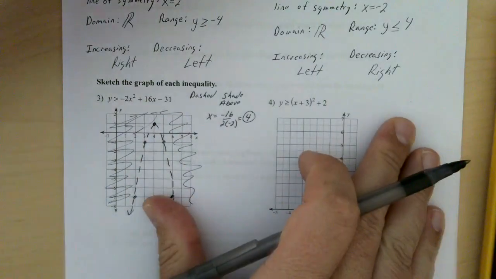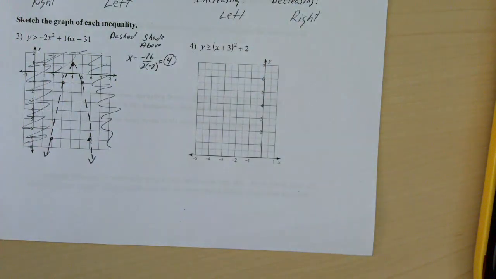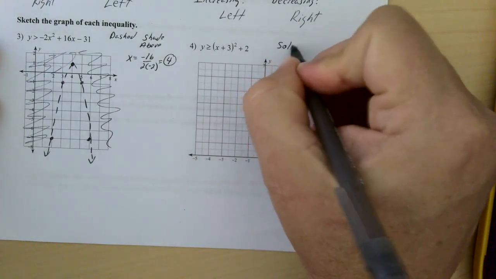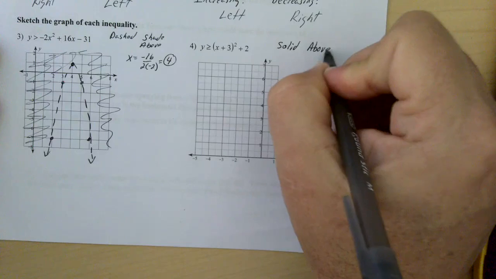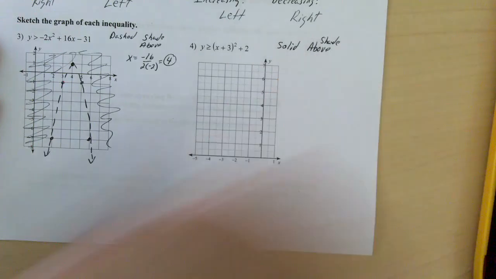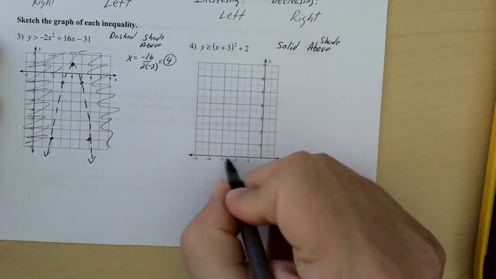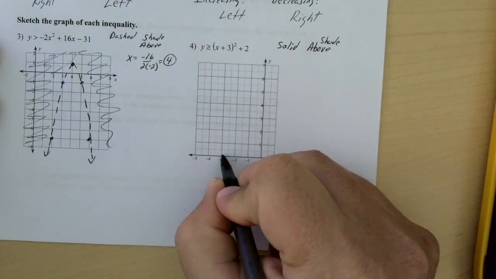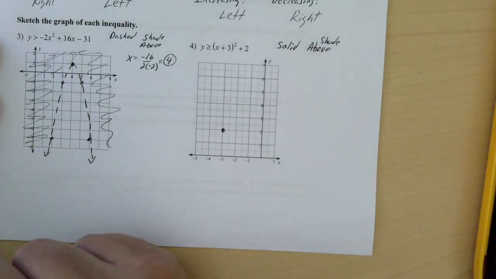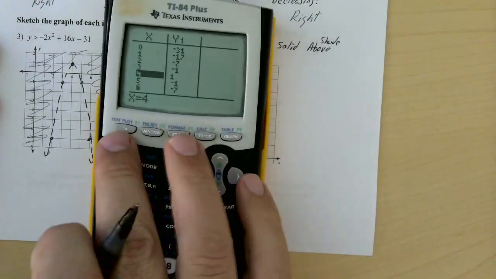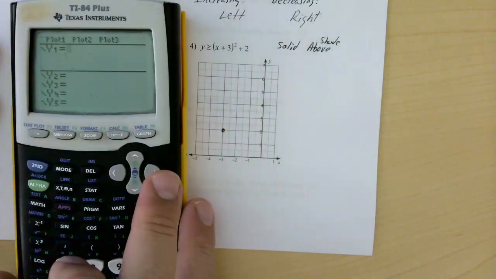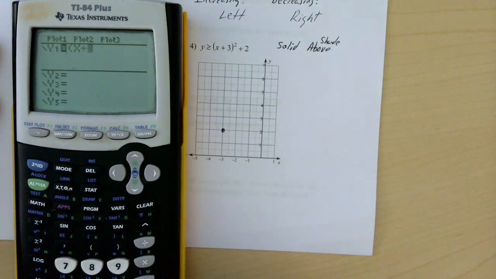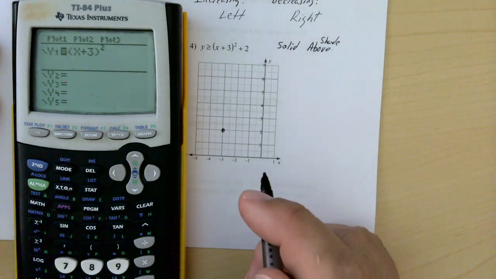Okay, the good news about this next one is it is in vertex form. So we're still going to use a calculator, but we need to realize it's going to be a solid parabola and it's going to be shaded above. I know instantly without a calculator that it's to the left 3 and up 2. So that's going to be my starting point. Now I'll put this rule into my calculator. Oops, hit clear, and I'm going to type in parentheses x plus 3 squared and then plus 2.